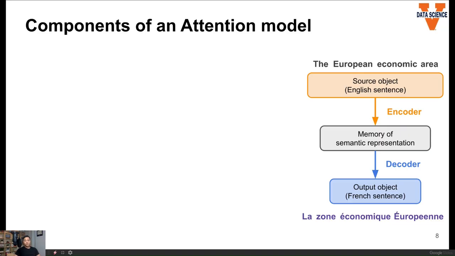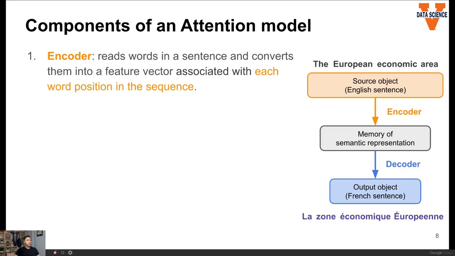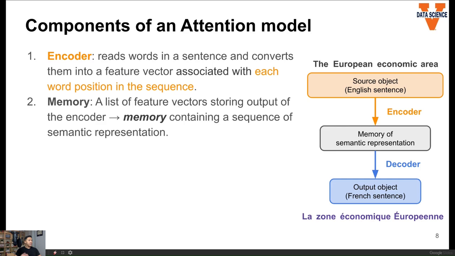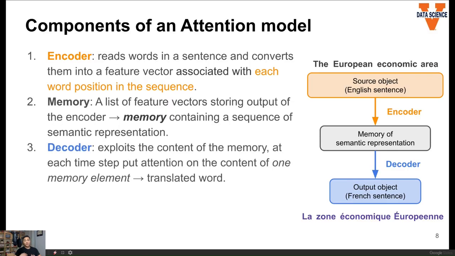So the attention model consists of the encoder, like you saw before, which reads the input and converts it into feature vectors associated also with the word position in the sentence. So there is a new type of encoding happening here. And these feature vectors are going to be part of what is called a memory of semantic representation. It just contains a sequence of semantic representations, and from there the decoder can exploit the memory, and each time it has to put attention on different content of the memory, right? Whether it's translating the words in a different order.